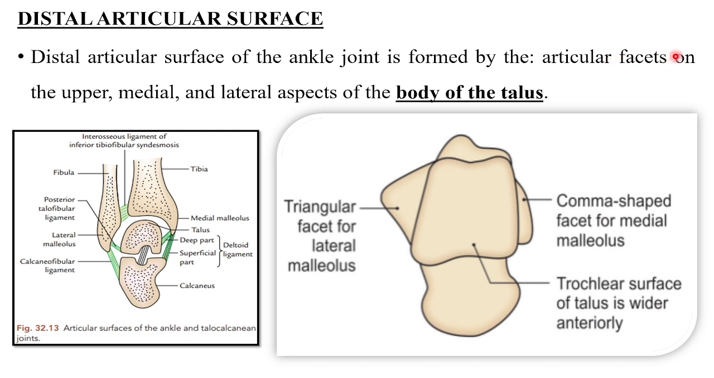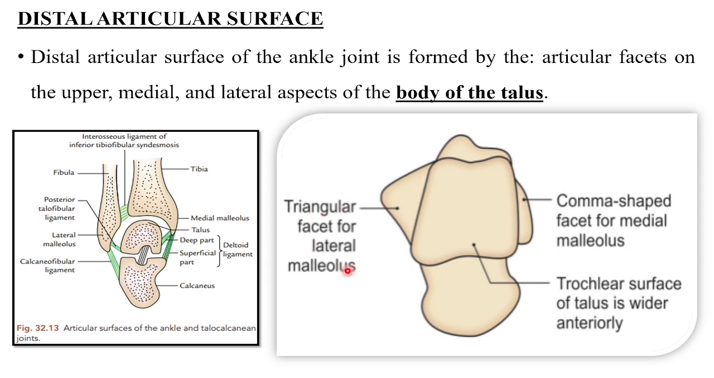formed by articular facets of the superior or upper, medial and lateral aspects of the body of the talus. So the distal articular surface is formed by the body of the talus, that is, three different facets. The first facet is your superior facet, otherwise known as the trochlear surface. This is wider anteriorly. Next is your medial comma-shaped articular surface, and the third facet is your triangular articular surface.